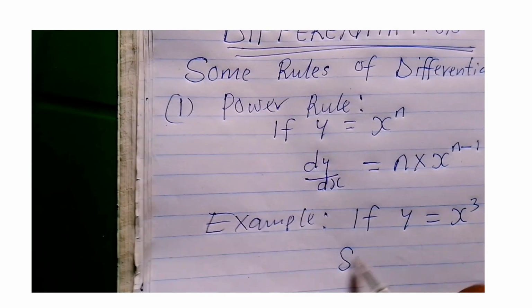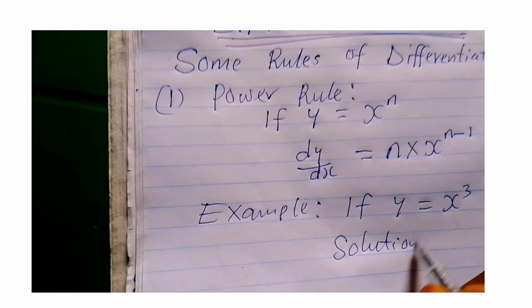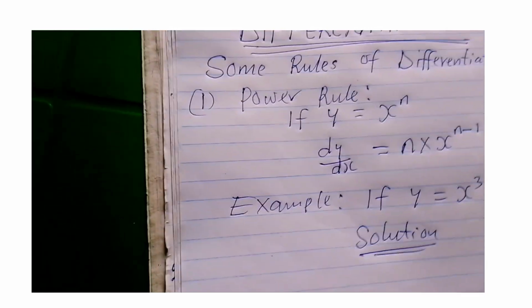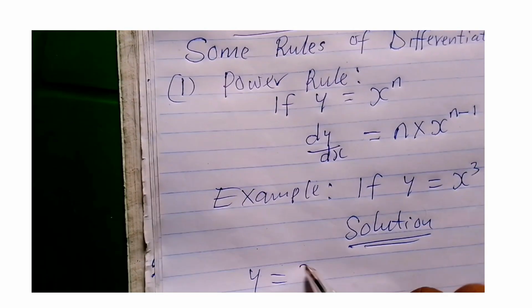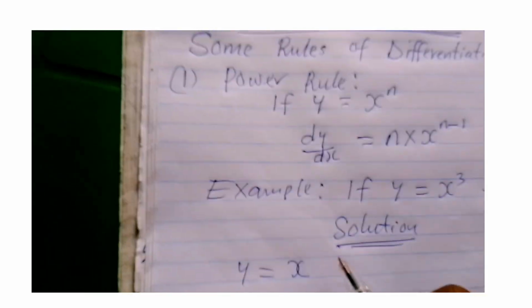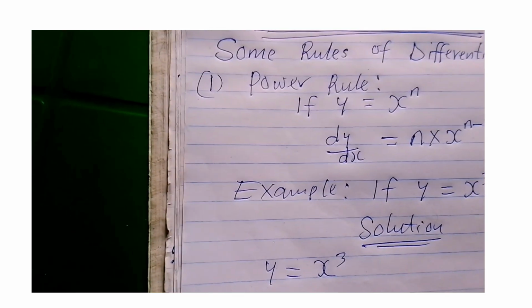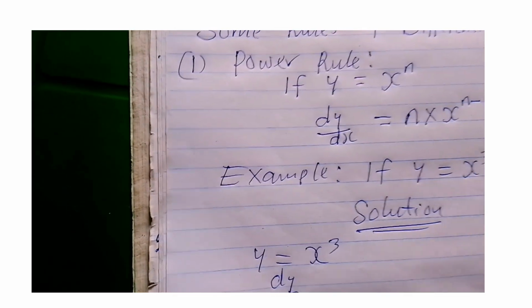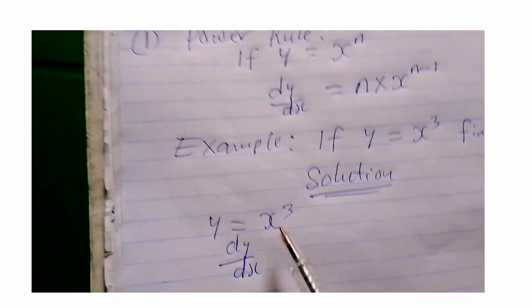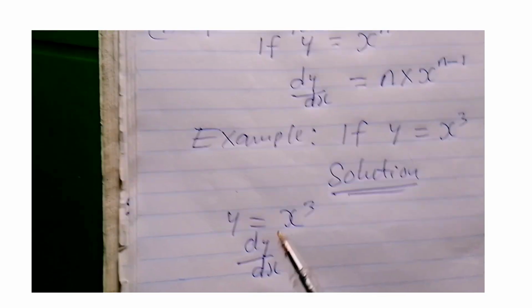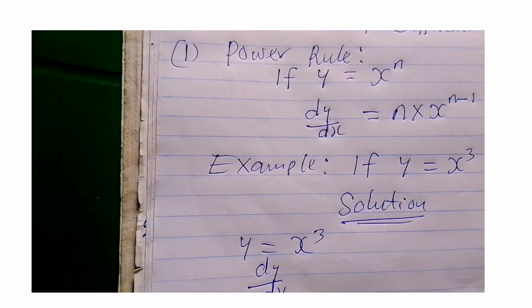Then let's look at the solution. We are given y equals x raised to the power of 3. Now let's look at dy over dx. We are differentiating y with respect to x. That is what we mean by dy over dx.